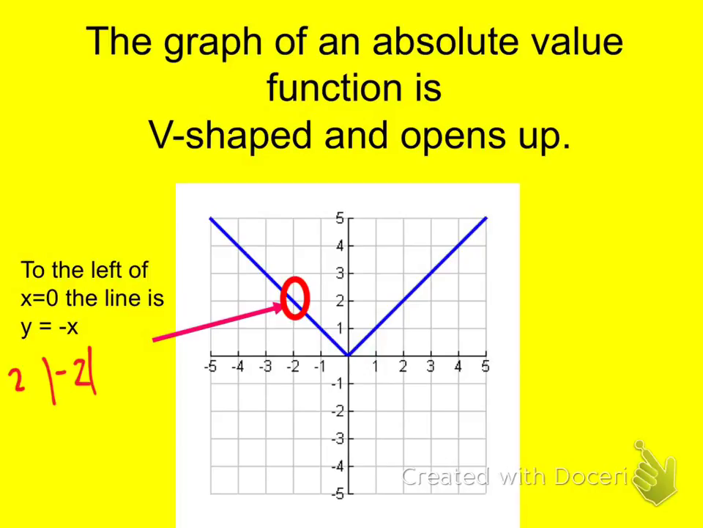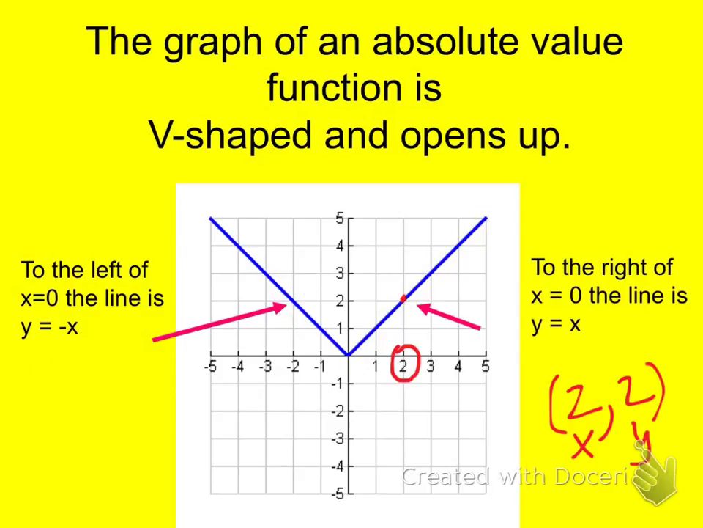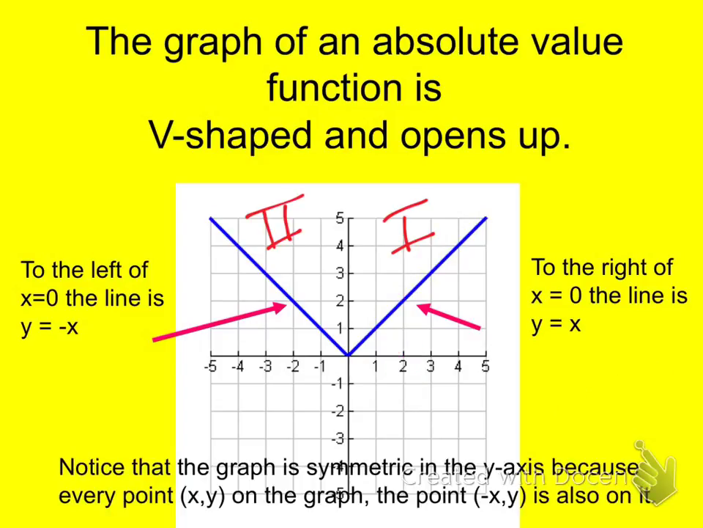When we sketch it, it's going to look something like this, a V shape, and it's going to open up. To the left of x equals 0, the line is y equals -x. To the right of x equals 0, the line is y equals x. Notice that the graph is symmetric about the y-axis.